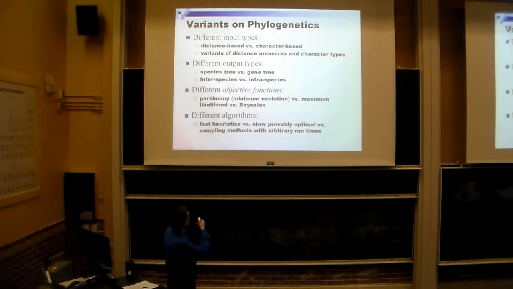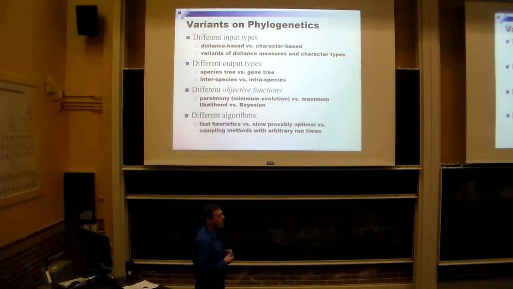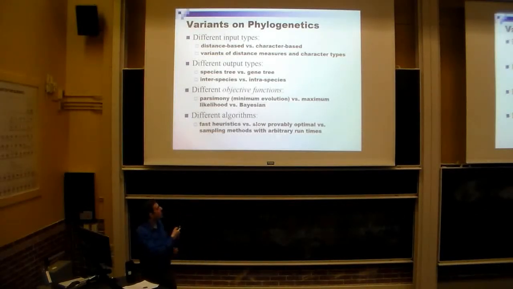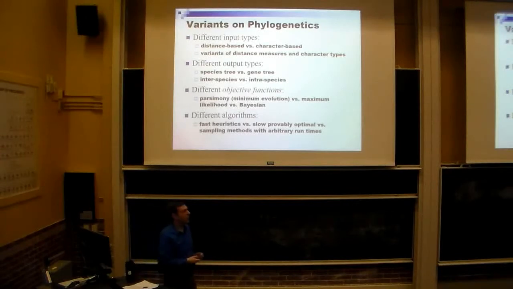So in some cases, we'll see a relatively simple version known as parsimony, or more or less equivalently minimum evolution. That's one way of posing the problem. But in other cases, we'll be looking at more sophisticated probabilistic variants, such as what are called maximum likelihood or Bayesian models. For any of these, there are also different algorithms that might be of interest to us.